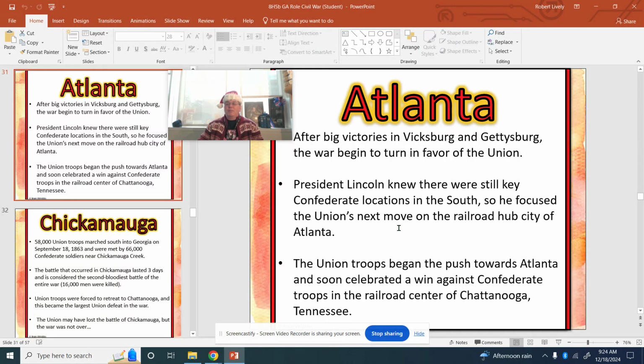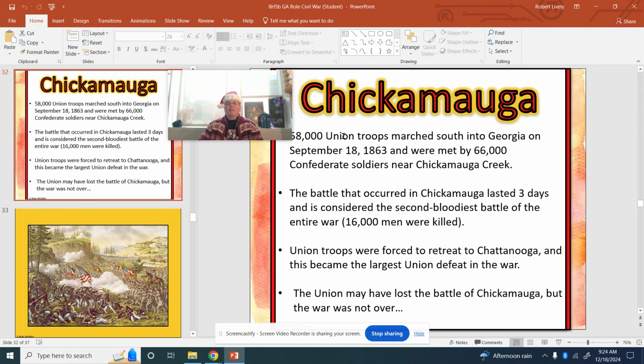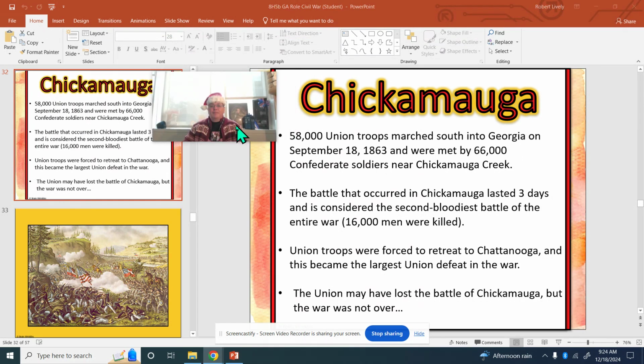The Union troops began to push towards Atlanta and soon celebrated a win against Confederate troops in the railroad center of Chattanooga, Tennessee. This would be the Battle of Chickamauga.